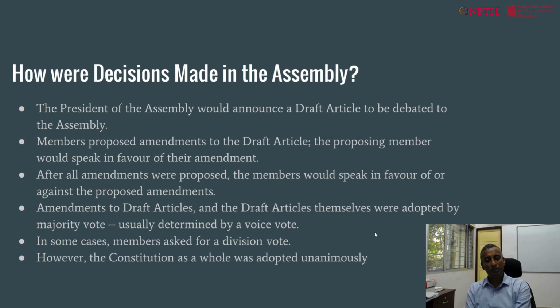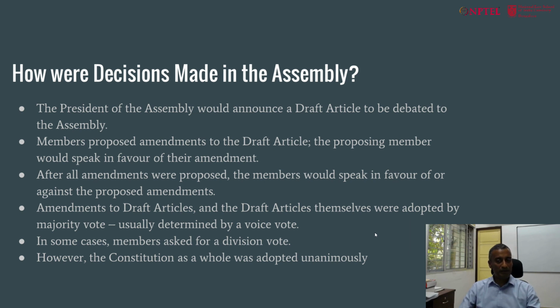Let's pay some attention to the process by which an article was proposed, how it meandered its way through that assembly and arrived in its final form. So, as a hypothetical, imagine that a day of the assembly would begin with the president of the assembly announcing a draft article to be debated on that day.